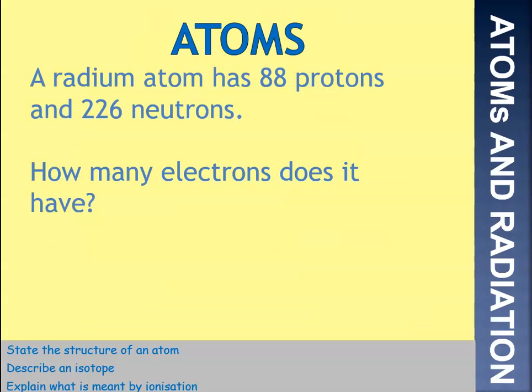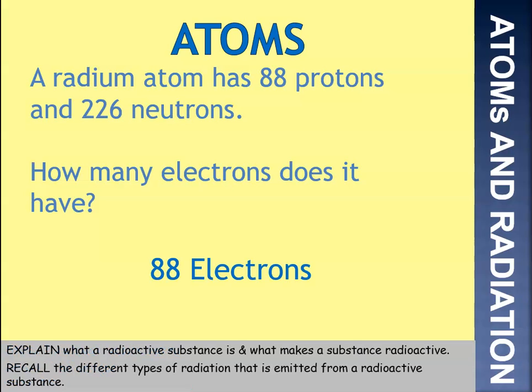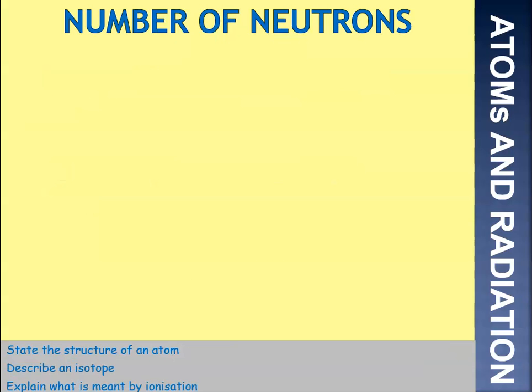Okay. So here's an example. A radium atom's got 88 protons and 226 neutrons. How many electrons would it have? Well, we know from previously that a radium atom is neutral. It says it's got no overall charge. So 88 protons are 88 positives. In order to cancel those out, we'd need 88 negatives, so it would have 88 electrons.